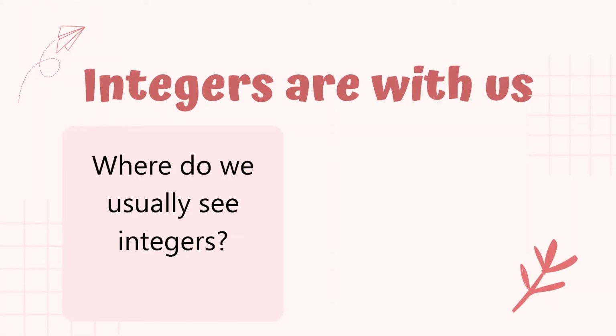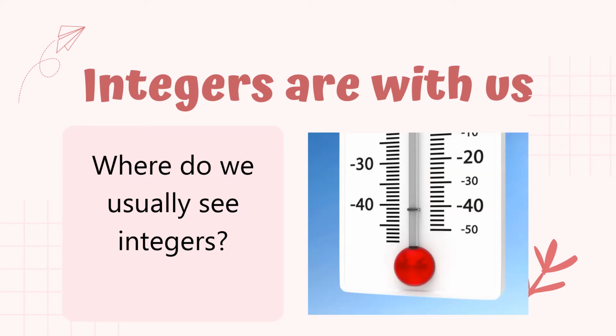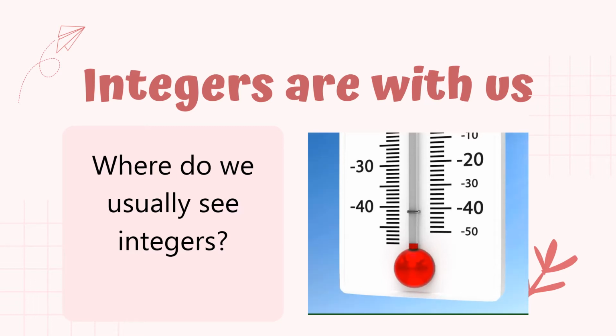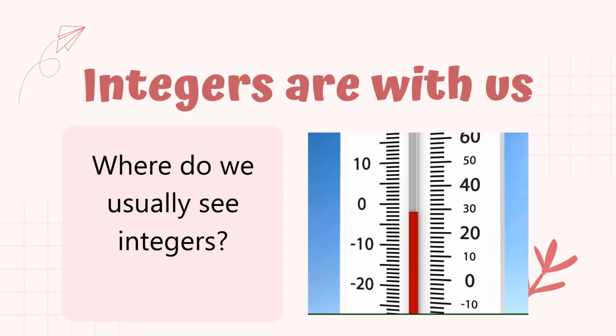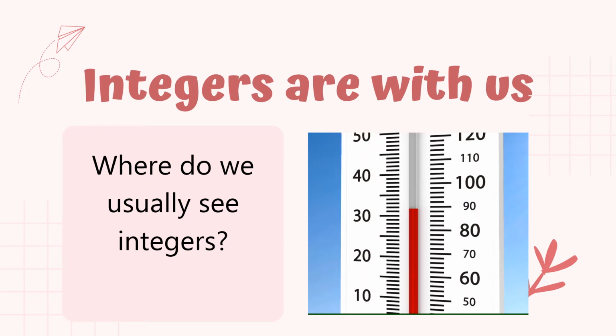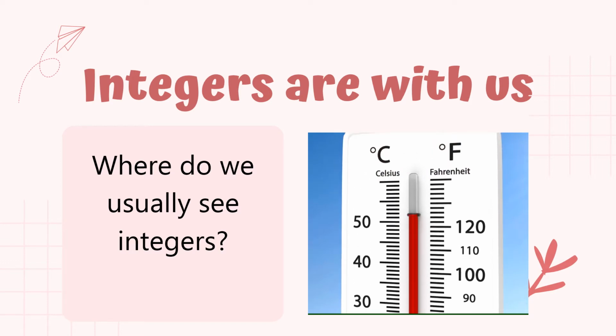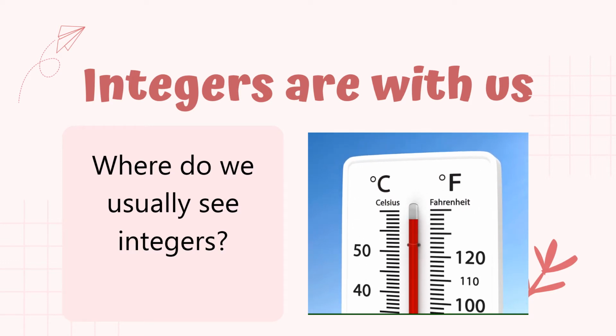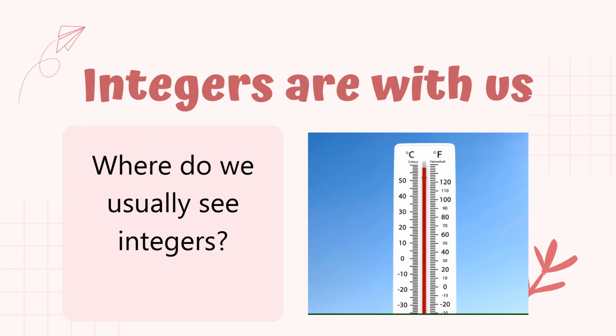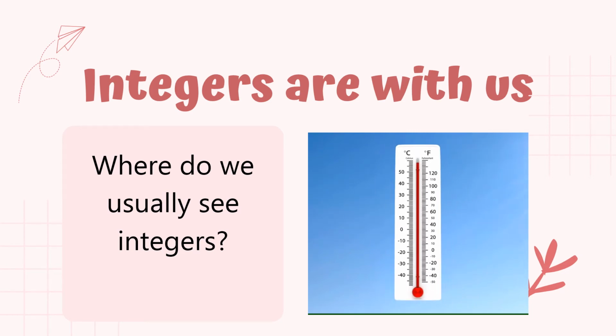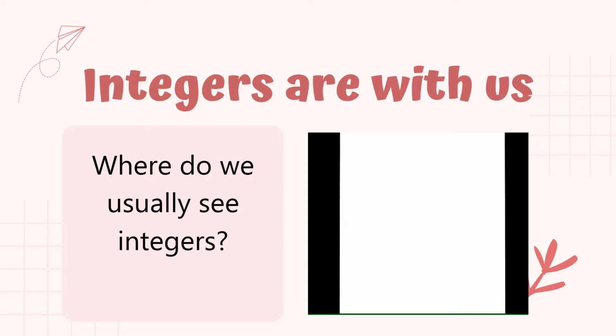Integers are with us. Where do we usually see or use integers? If we are dealing with temperature, for example, if you want to measure the hotness or coldness of an object, we use a thermometer. If we have temperatures above 0, we can say that an object is hot. Or if the object is 0 and below, we can say that the object is cold. So there are integers in dealing with temperatures.